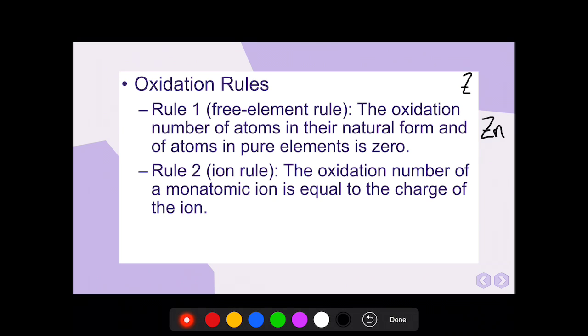It's just zinc by itself. If I ever ask you what the oxidation number is of a pure element, it's always 0. The oxidation number of a pure element is always 0. Make sure you know that.